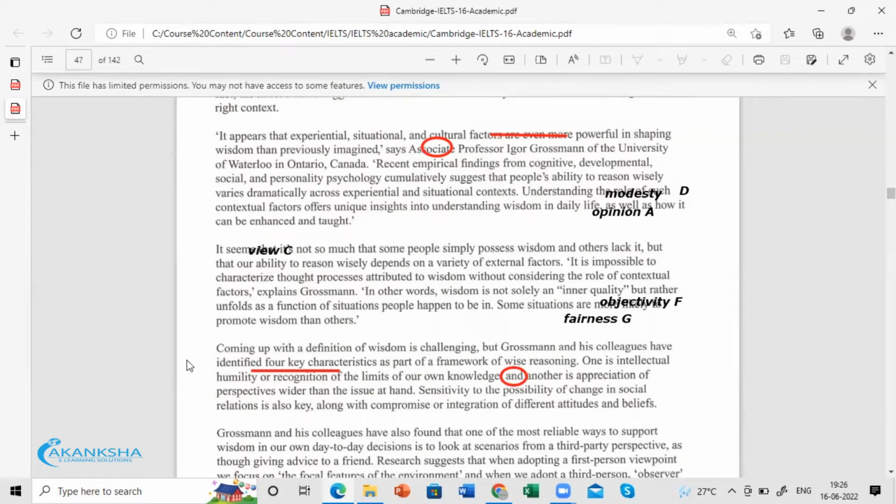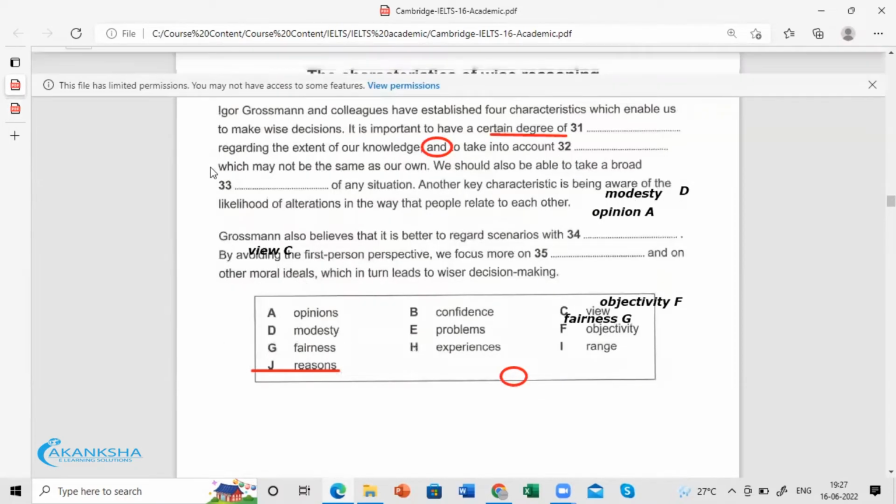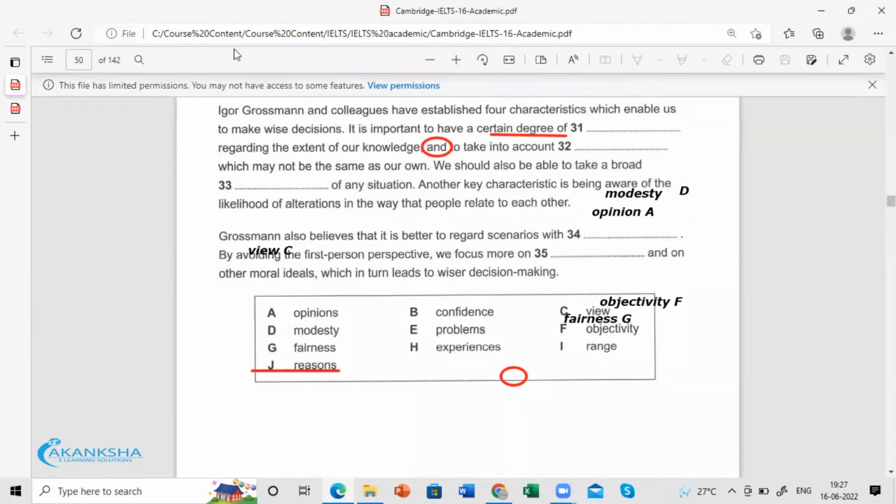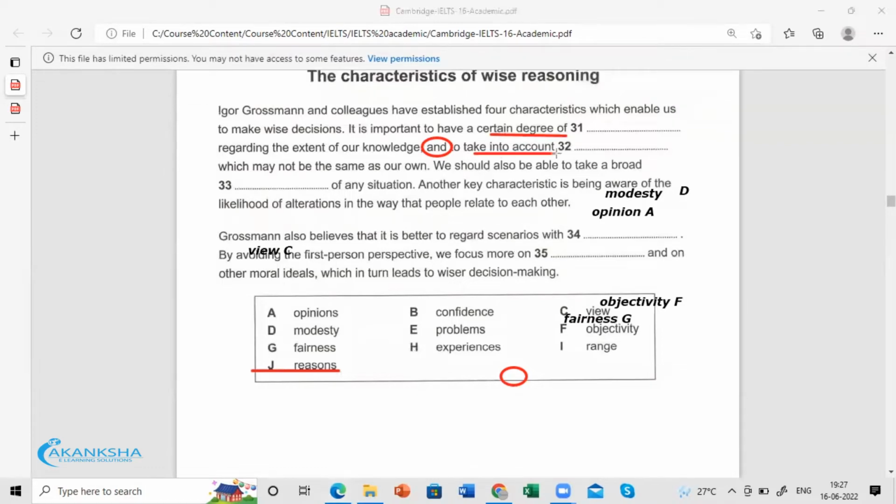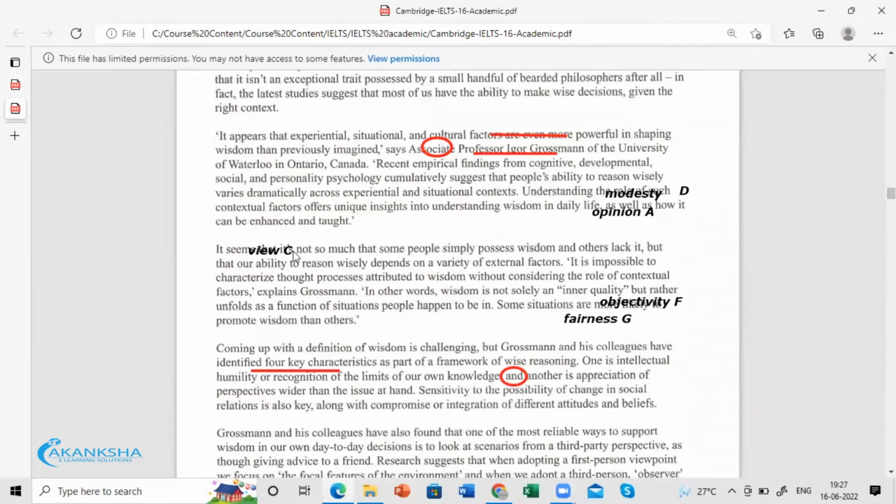And another, appreciation of perspectives. Appreciation is the synonym of take into account. Appreciation means something that is to consider. So take into account, consider. Appreciating of perspectives.